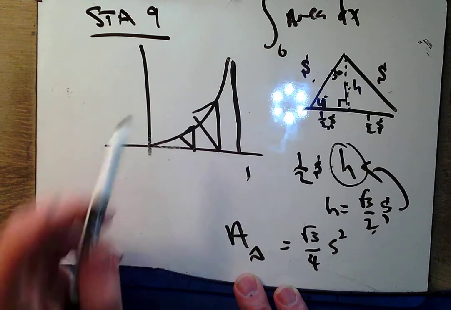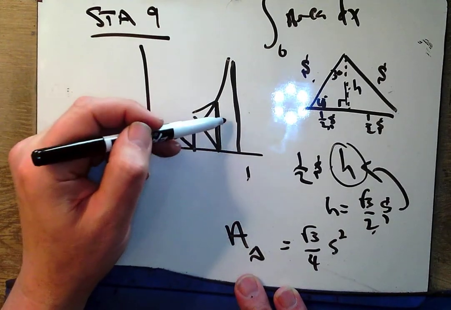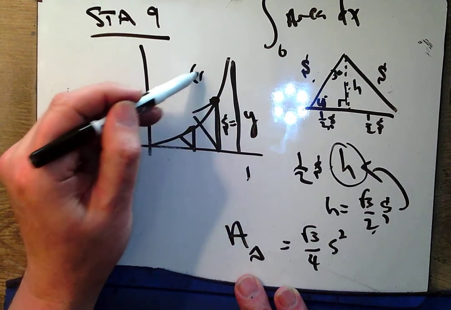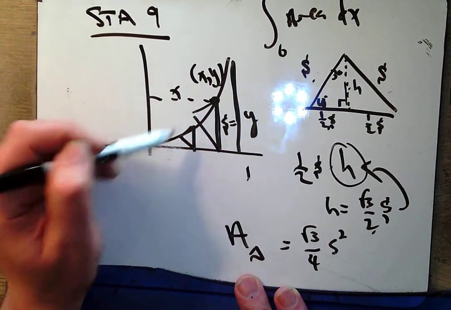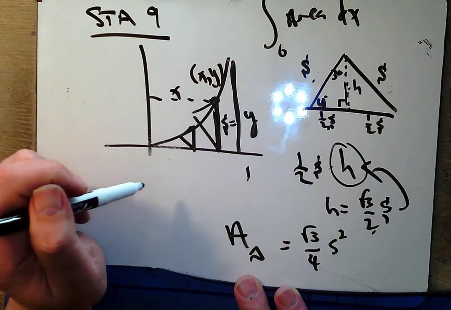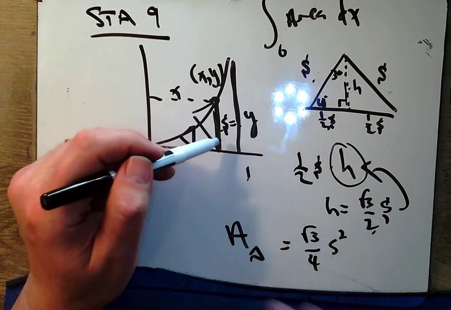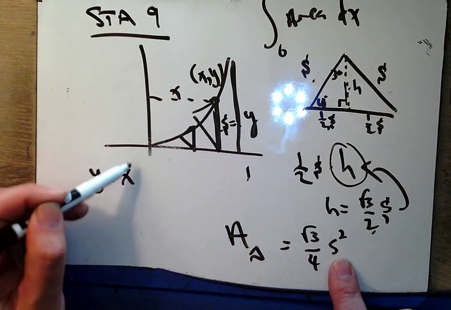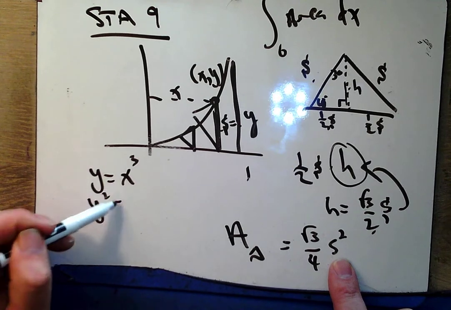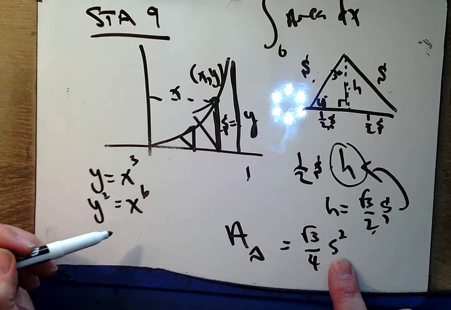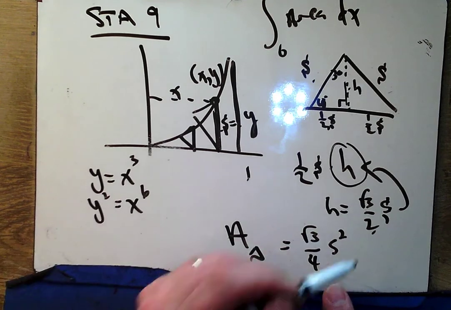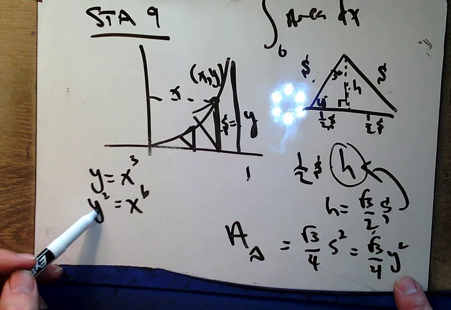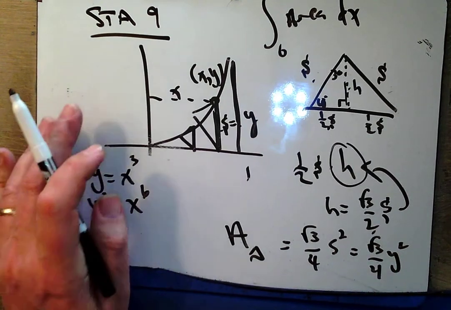Okay, now, what do I know? Well, I know that the side length is my y value, right? So there's this ordered pair here called xy, and this distance is x, and guess what? This distance is called y. So my side length is y. So I really want y squared. But wait a minute, what's y equal to? y equals x to the third. And so y squared is going to be x to the 6th. Okay, so √3 over 4 y squared is going to become √3 over 4 x to the 6th.